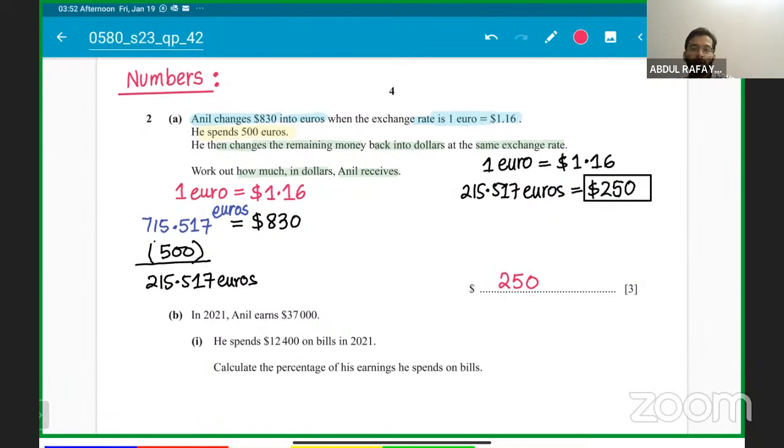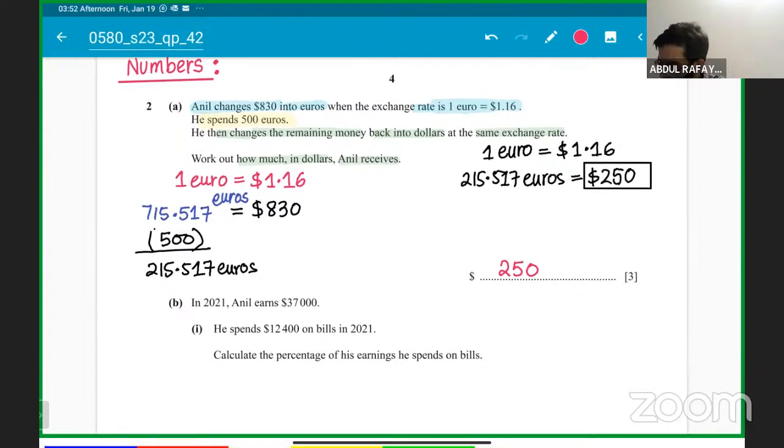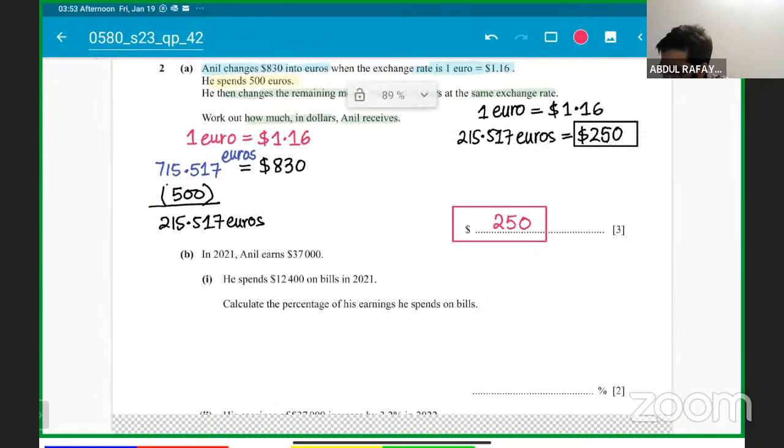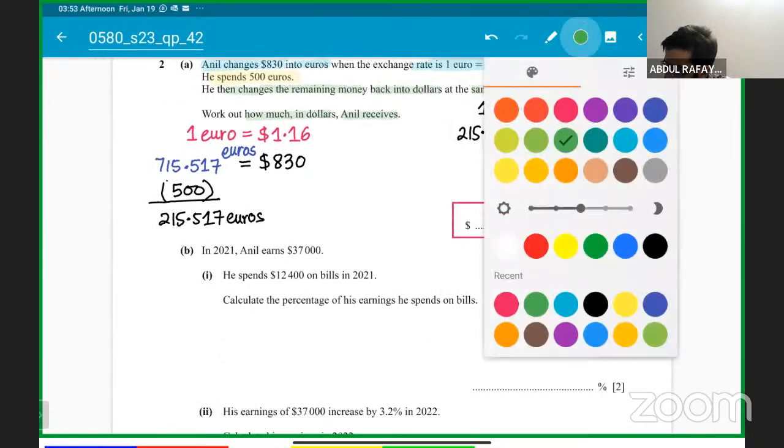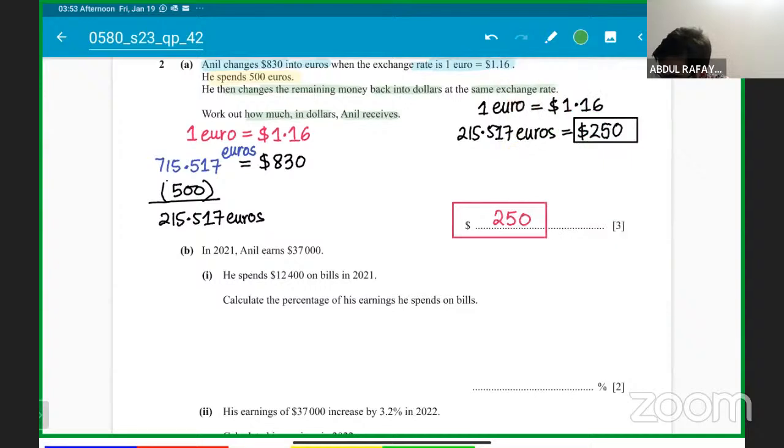Make sure you understand these are basic everyday practical life questions, where you have some money you are converting into another currency, then spending it, and then converting back to your home currency. So we got this as $250. Any doubts, anyone?